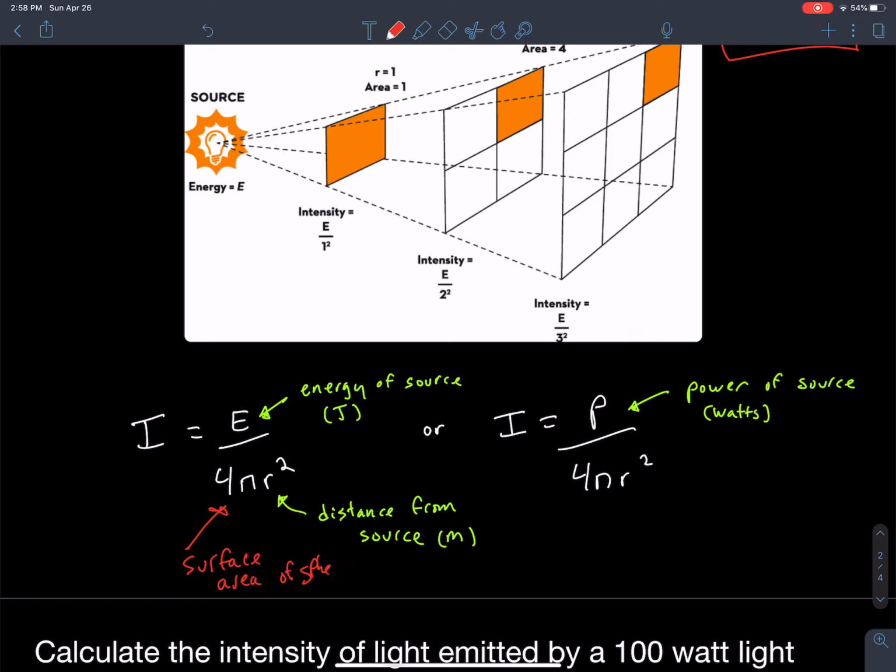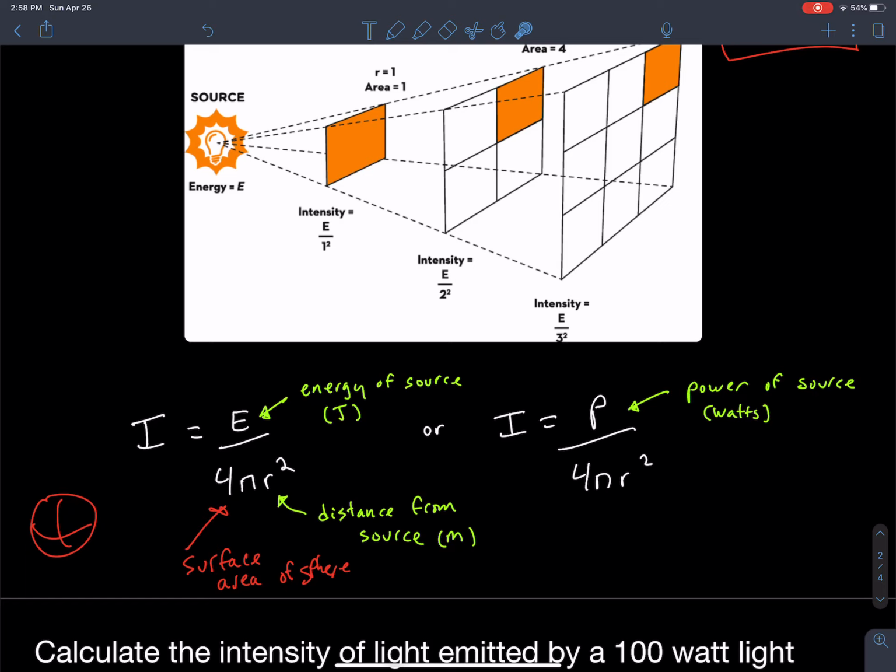Okay, so what's happening is that energy is being spread out over the surface area of an entire sphere. The larger the distance, the larger the sphere, the more that energy is going to get spread out. So the intensity is going to be that source of energy divided by 4 pi r squared. You'll find there's another value in here that we'll talk about later on, but to simplify things, the intensity is equal to the energy divided by 4 pi r squared, or the power of the original light bulb divided by 4 pi r squared.